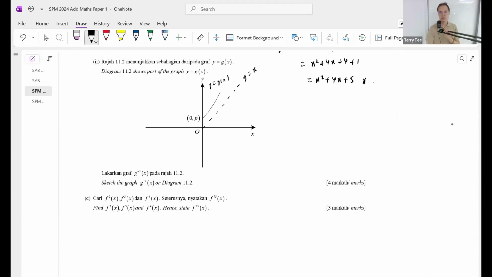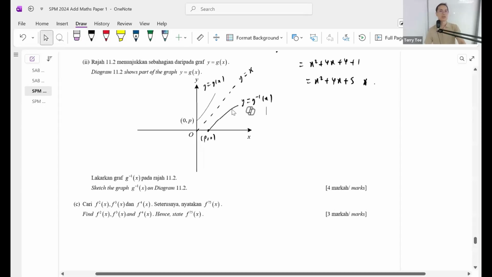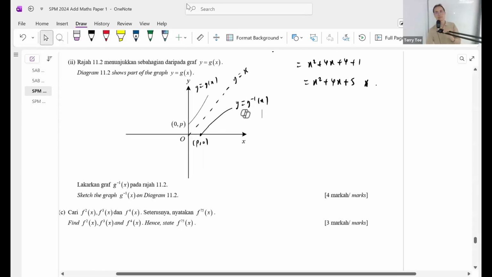If this is (0, p), when you flip it over, reflect over, this one becomes (p, 0). You draw a curve like this. It looks like a reflection. That will do. Your y equals g inverse will be this. Okay? Right, let me pause for a while.